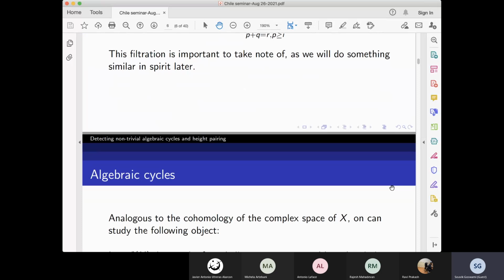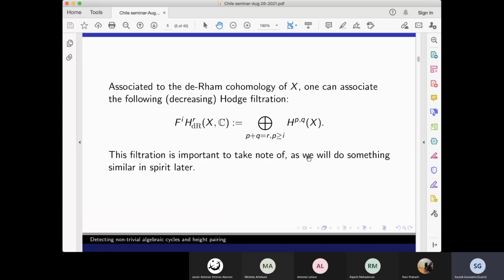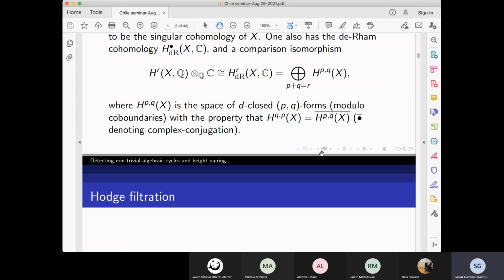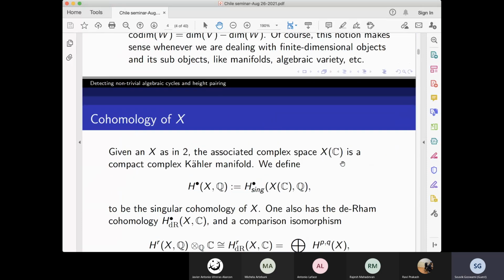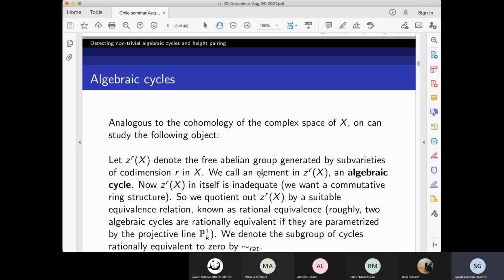So this is the cohomology part, but the main part of today is algebraic cycles. So what are algebraic cycles? For cohomology of X, if you recall, we needed to go to this complex space and study the differential forms on it. On the other hand, to study algebraic cycles, it's more intrinsic. So we stay on X, which is an algebraic variety, and study subvarieties of X in the following way.